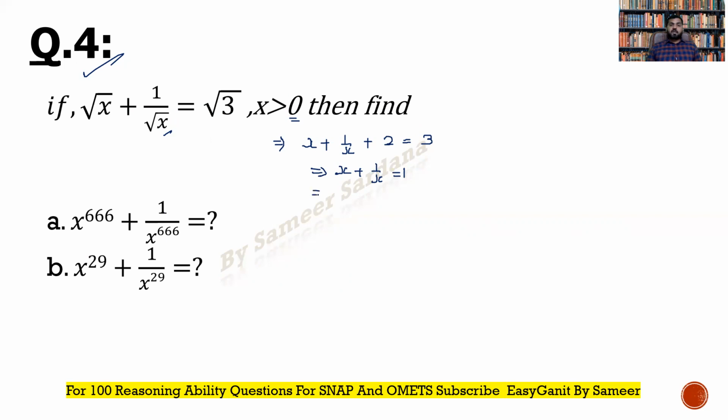Okay. Now, if x plus 1 upon x is equal to 1, you can see that. Can I take a square on both sides again? Taking square on both sides.